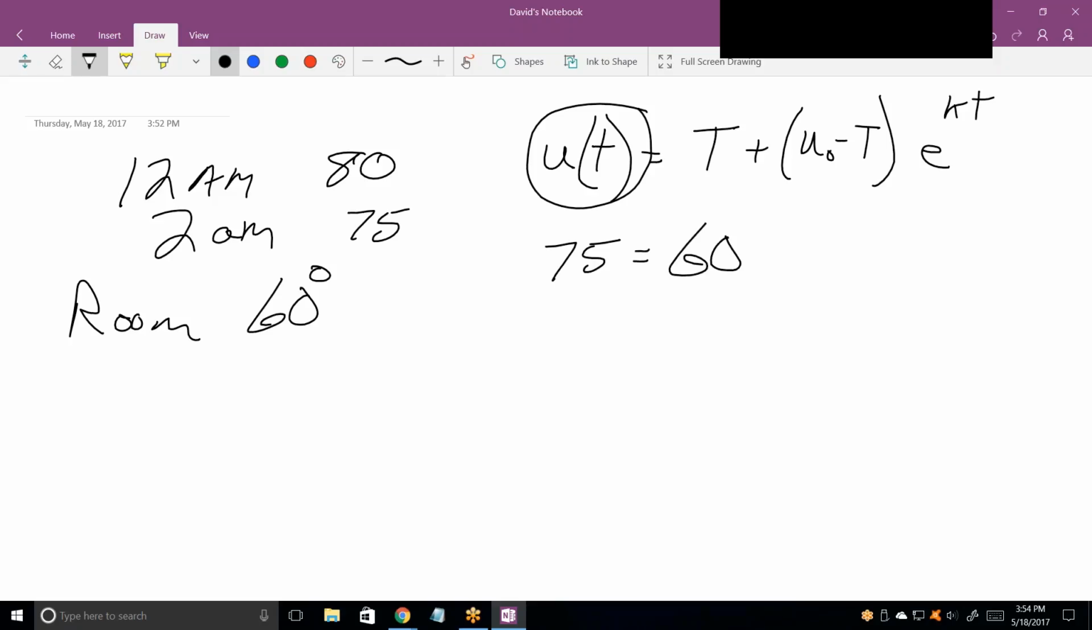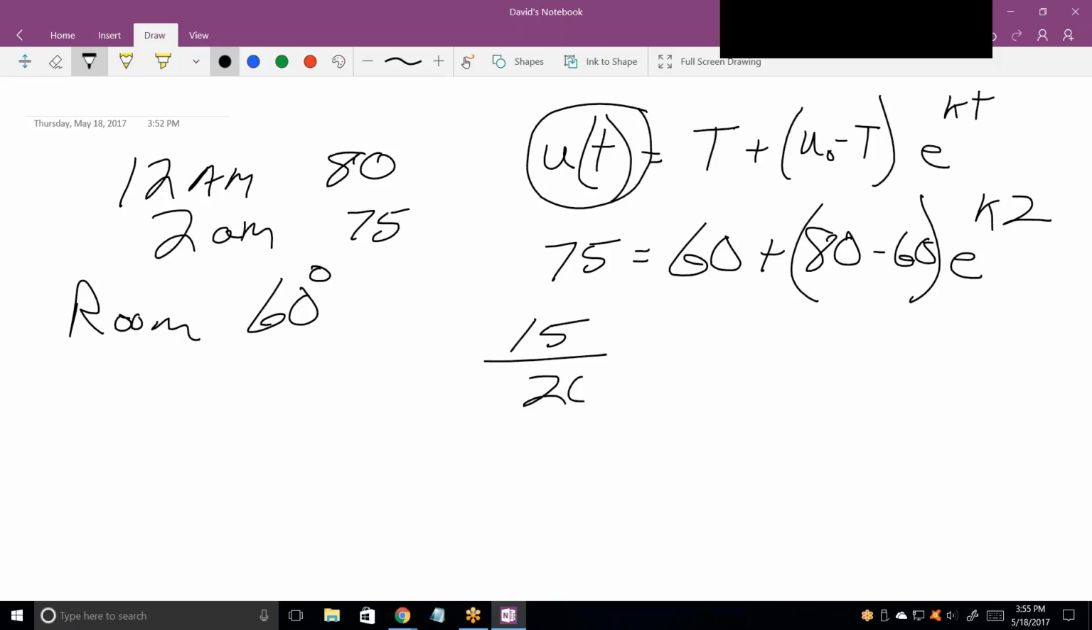Surrounding temperature is 60. The initial temperature was 80, so it went from 80 to 75 in 2 hours. Notice how the only variable there is k. So it's going to be 15 divided by 20 equals e to the 2k.